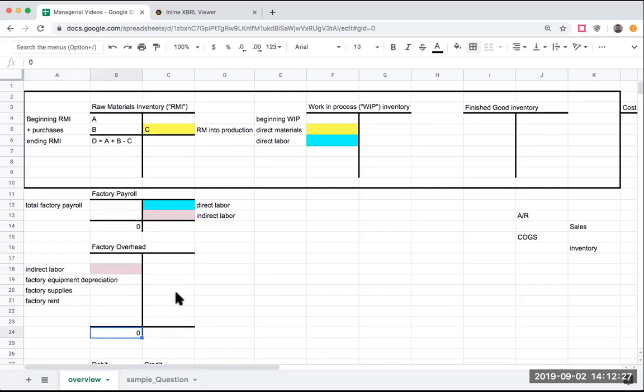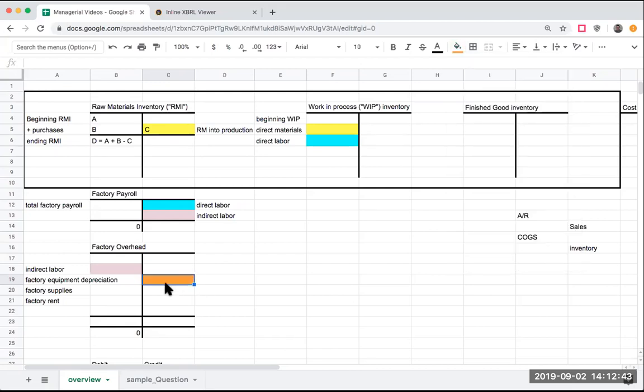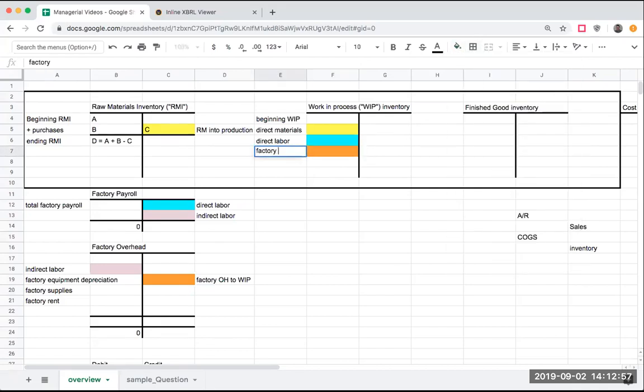So as we go through this, we've got our total factory overhead over here. What we would end up doing is totaling up this factory overhead, adding these items up. Then, to make this account go to zero, I would need to say, okay, this is going to go to work in process, and this is coming over here from my factory overhead.